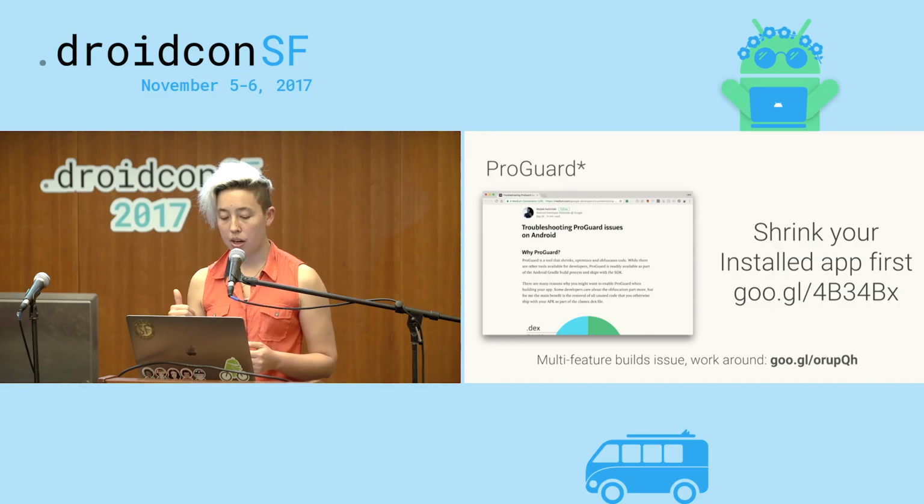On instant apps, there's currently an issue with multi-feature builds. So there's a workaround posted there in the bug, and the team is working on it.